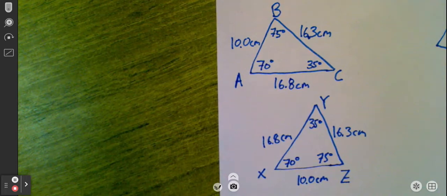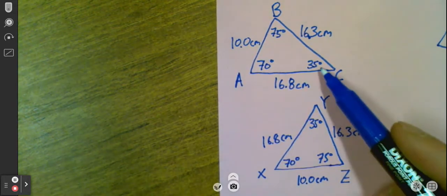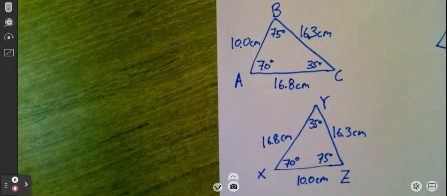Okay, in this short video, we're going to talk a little bit about congruent triangles. Congruent triangles are triangles that have both the same shape and the same size. If triangles have the same shape, that means they have identical angles. So congruent triangles will have corresponding pairs of matching angles. For example, 35 and 35, 70 and 70, 75 and 75. So they have the same shape.